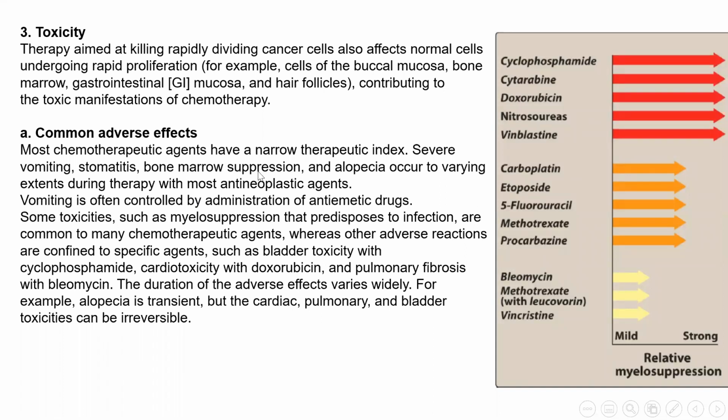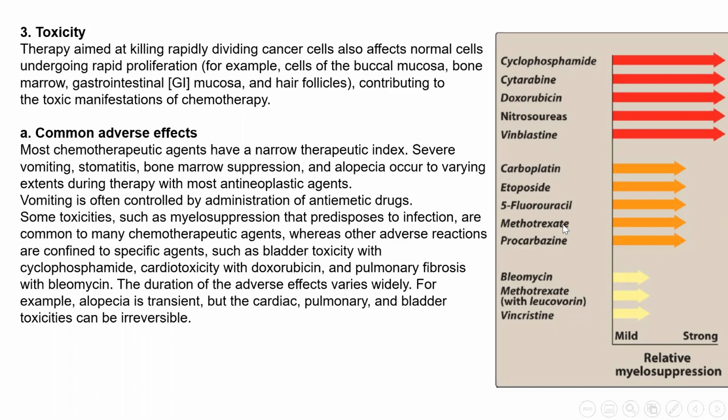Most commonly used chemotherapeutic agents have a narrow therapeutic index, a small difference between the therapeutic dose and the toxic dose. So even with a small increase in the dose, patients suffer from vomiting, stomatitis, and bone marrow suppression, because the chemotherapeutic agents do not differentiate between normal cells and cancer cells. Alopecia to varying extents is also a very common and very frequent side effect; maybe all patients will get it after using chemotherapies.